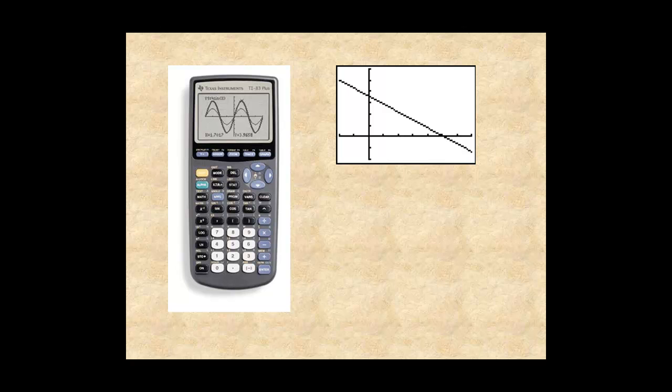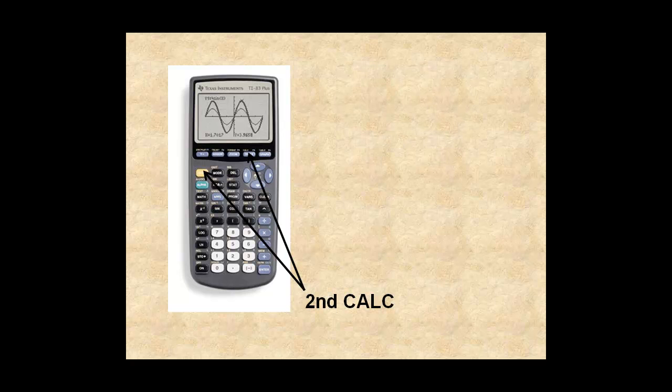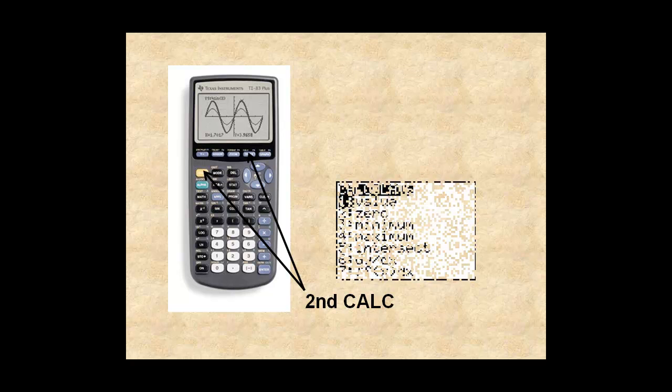You could find the coordinates of the y-intercept algebraically, but this is a good time to learn to use the Value function of the Calculate menu. Press second Calculate, which is in yellow above the Trace key, and the Calculate menu is displayed. Press Enter to select Value, the first item on the menu.